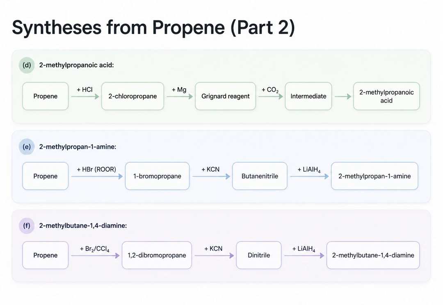For 2-methylpropane-1-amine, we need anti-Markovnikov addition, so we react propene with HBr in the presence of peroxides to get 1-bromopropane. We then swap the bromine for a cyanide group and reduce it. To make a diamine like 2-methylbutane-1,4-diamine, we add bromine across the double bond to get a dibromide, replace both bromines with cyanide groups, and reduce both nitriles with lithium aluminum hydride.